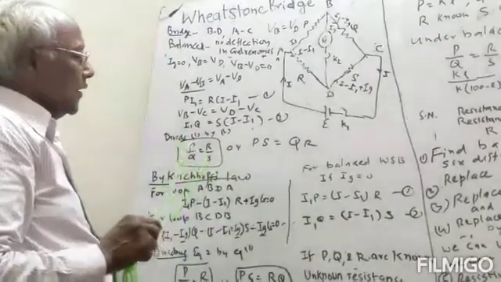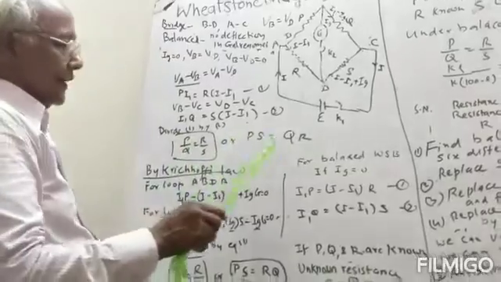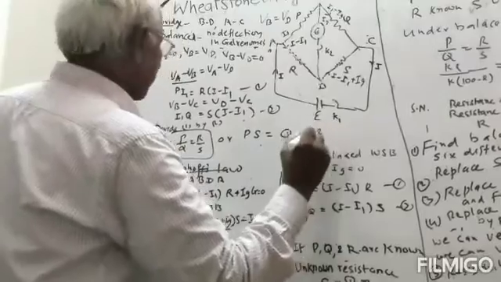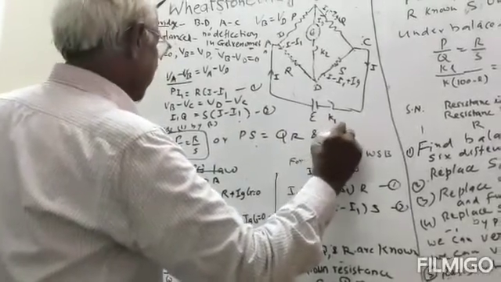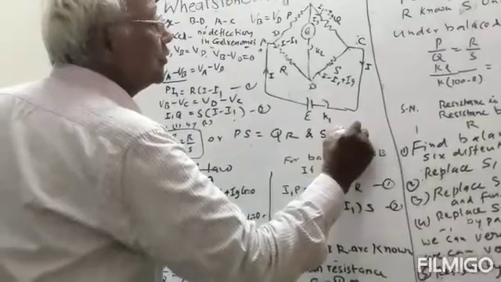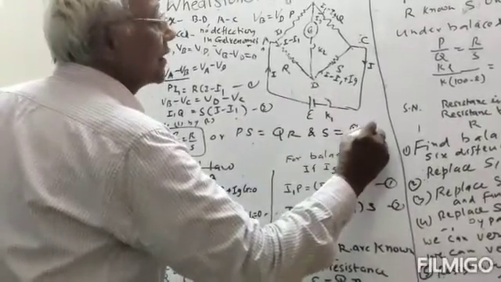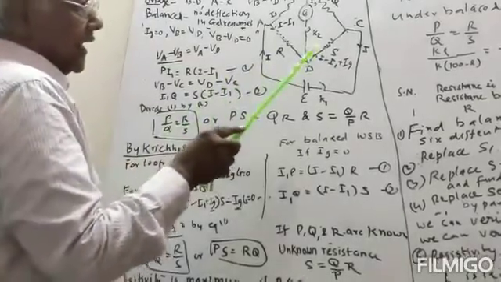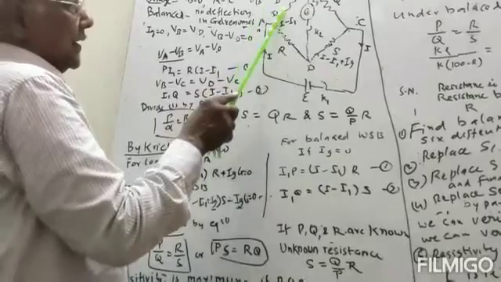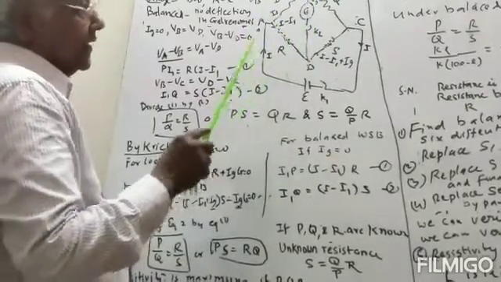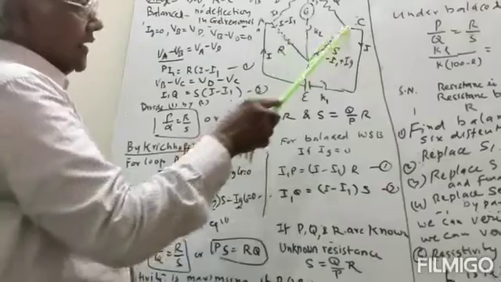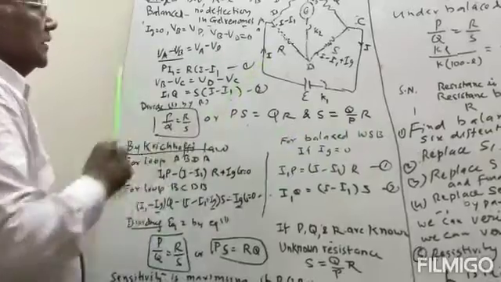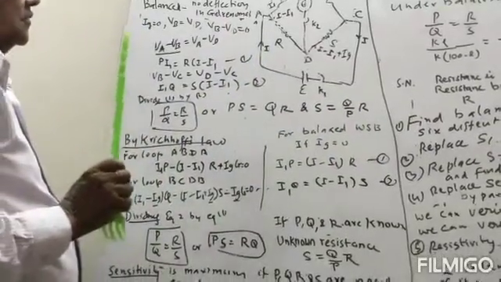We can also write that P into S is equal to Q into R. And we can find the unknown resistance: S will be equal to Q divided by P into R. So in a Wheatstone bridge, we want to find the unknown resistance where P, Q and R are known. Then in the balance condition, this S will be equal to Q by P into R. So this is one method to solve this bridge problem.